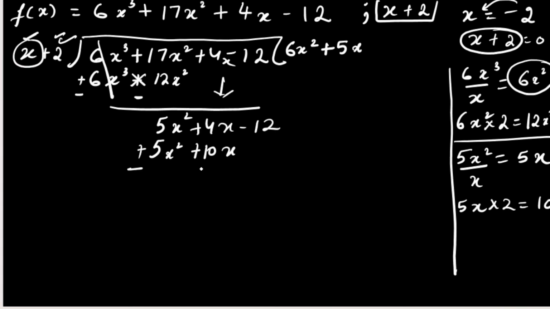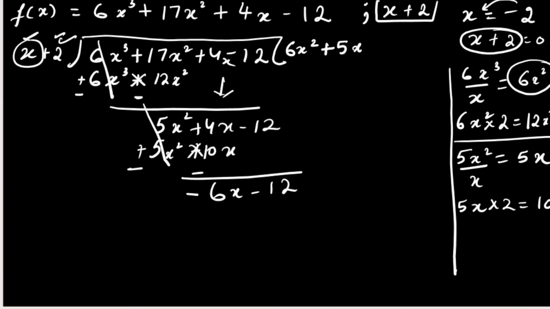This is positive, we'll change. Here also we will change. So plus 5x and minus 5x will get cancelled. Here now this plus we don't have to consider, only minus. So 4 minus 10. Plus minus is minus, the sign of the greater number. So here 10 minus 4 is 6. So minus 6 minus 12.